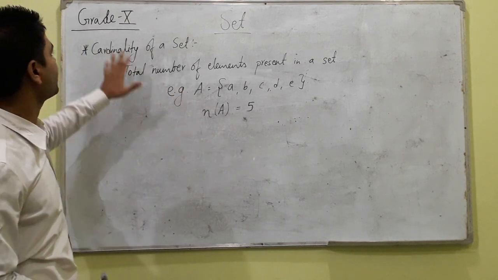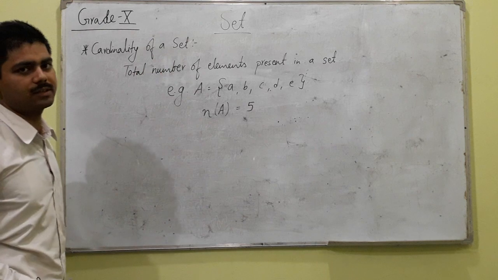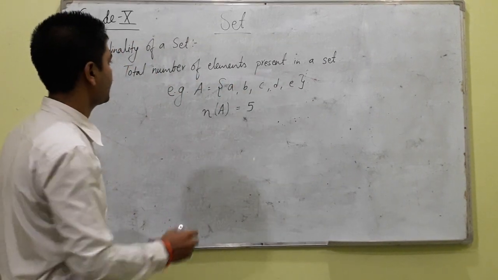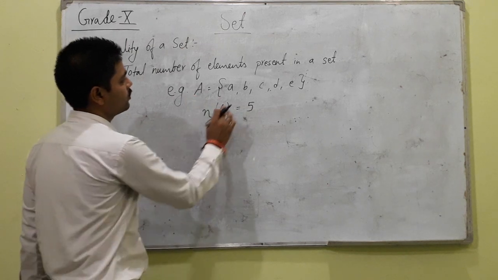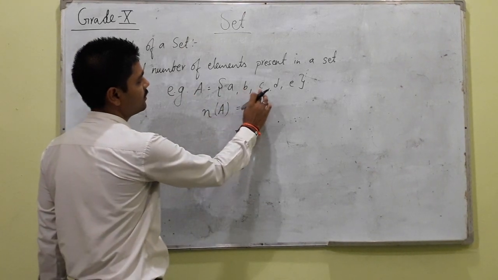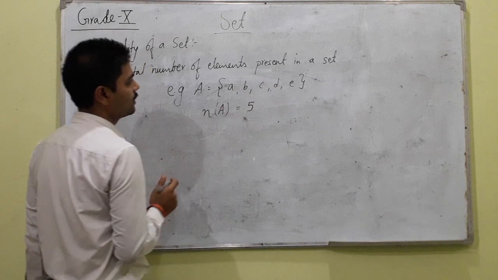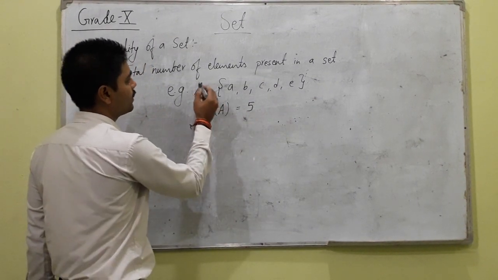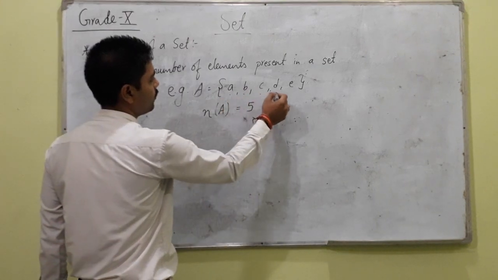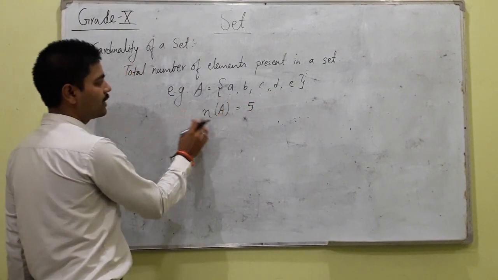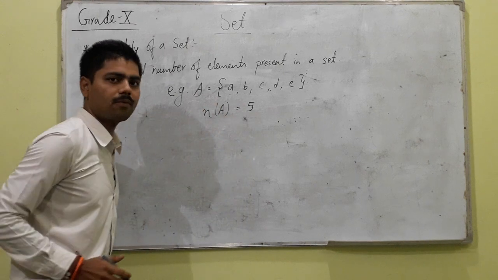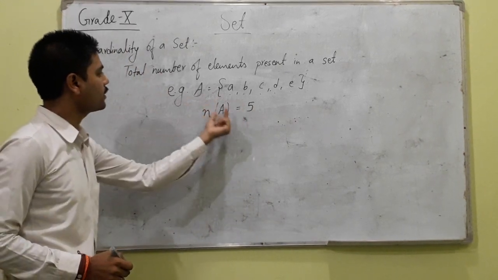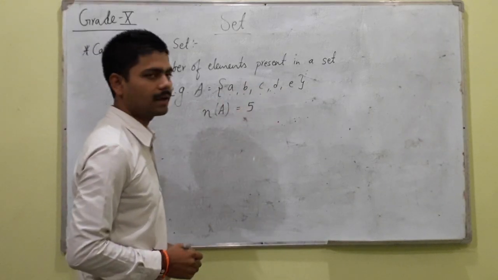What we need in grade 10 is the cardinality of a set. It is the total number of elements present in a set. You can take an example, a set A whose elements are A, B, C, D and E. Then you can count the number of elements in set A. They are 1, 2, 3, 4, 5. It means the cardinality of set A is 5. So this is just the understanding of how to write the number of elements present in that set.